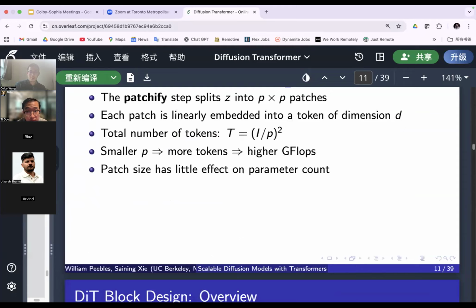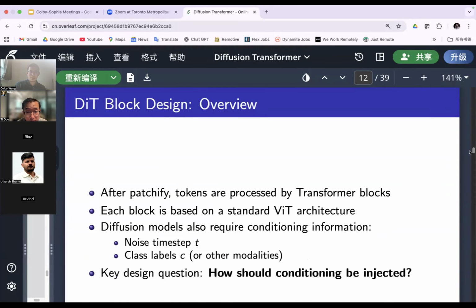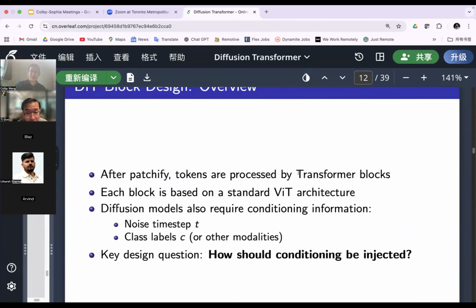So now we can talk about the overview of this. After Patchify, we apply the tokens and send them into a transformer block. Each transformer block is a standard ViT. It's basically a transformer that is working on images. And so the diffusion model. Actually, can you dive into a tiny bit of the ViT architecture? Yeah, sure.